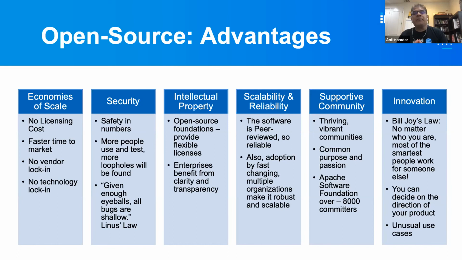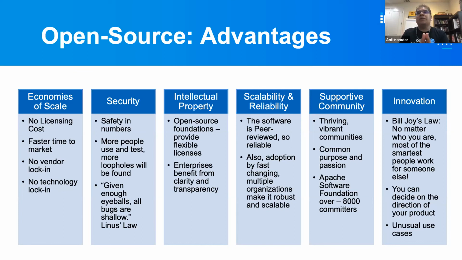They forget that innovation is a big thing that open source brings to the table. If you're using proprietary software and you need a feature in that software, you'll have to approach the software vendor and wait on their timeline. Here, you can decide on the direction of the product.